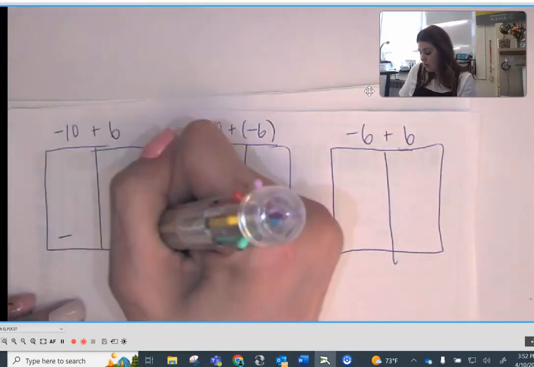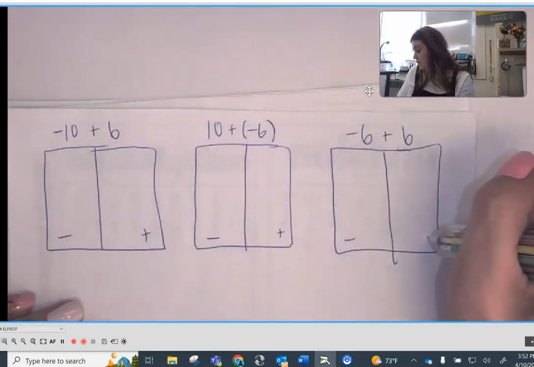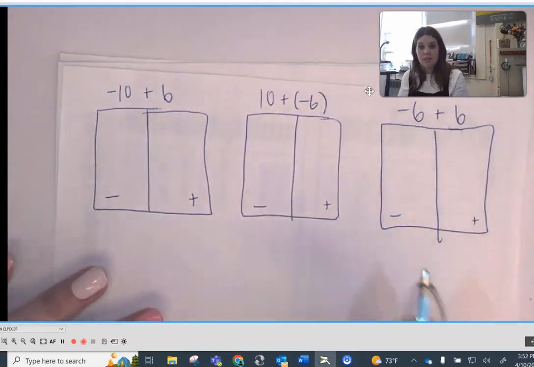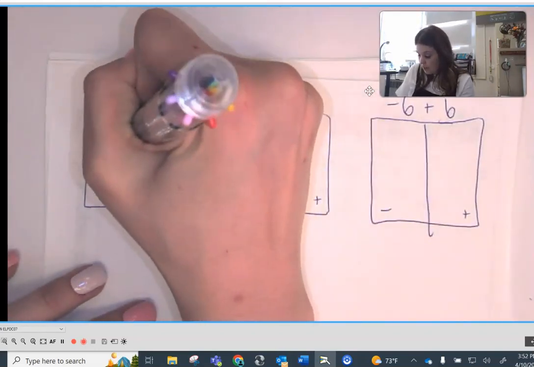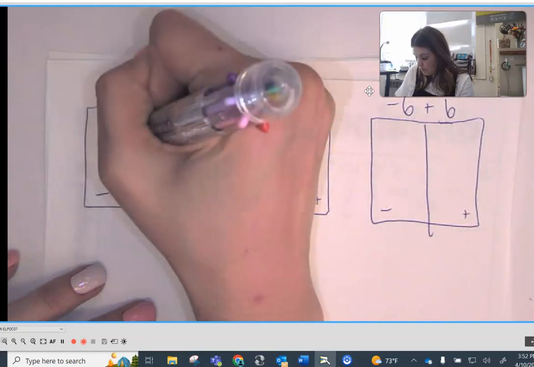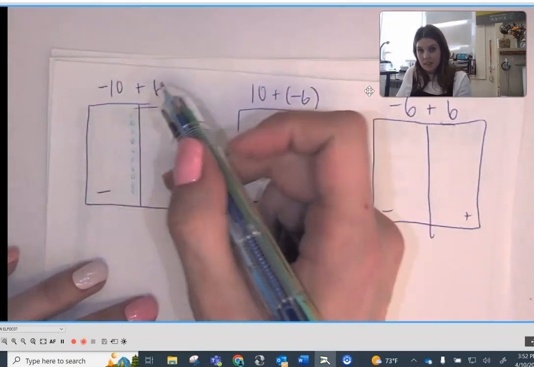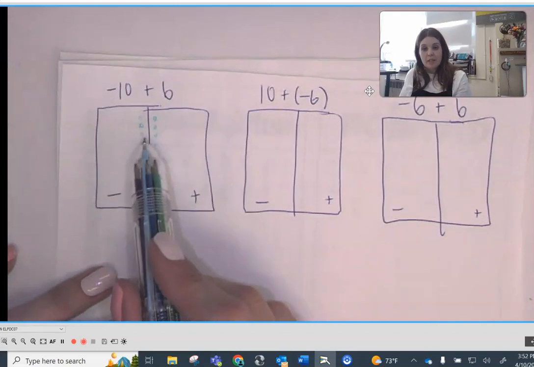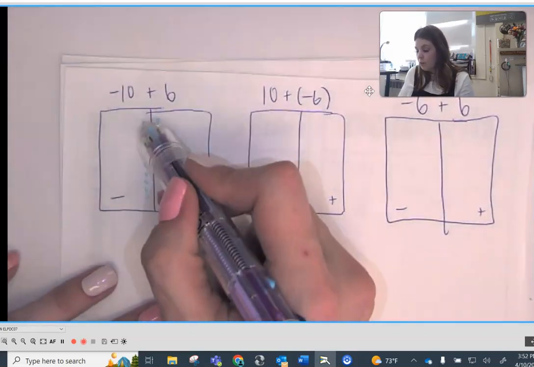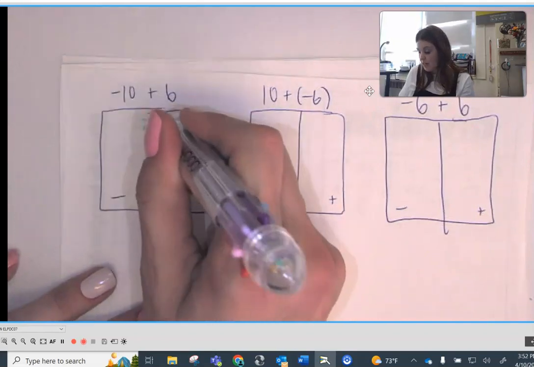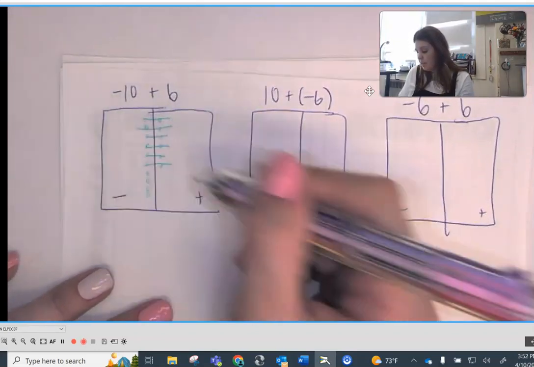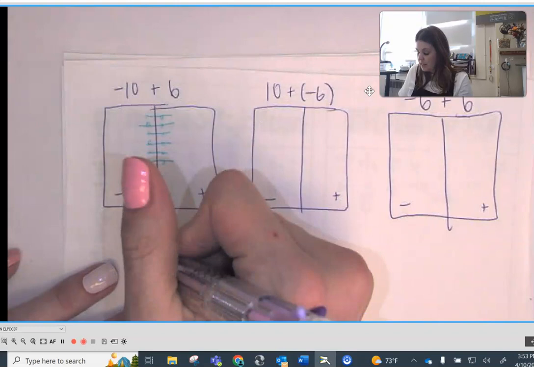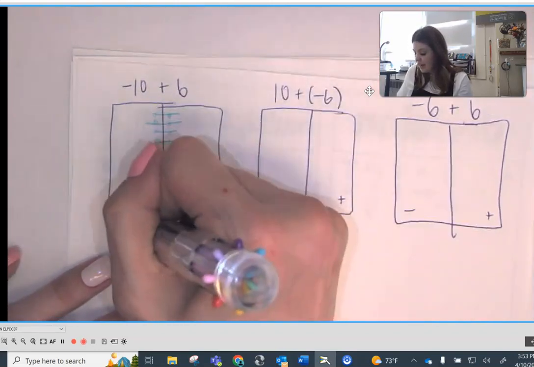I'm going to go through this pretty quickly because this is a review and we've reviewed it quite a few times this year. If I want to combine -10 and positive 6, I start by putting 10 dots on the negative side, and then I add 6 more dots to the positive side. I have them lined up here because for every one positive you have, it cancels out a negative. So all of these guys lined up in the middle cancel out. If I combine a -10 and a positive 6, what I end up getting is -4.